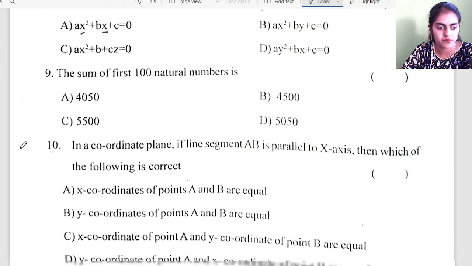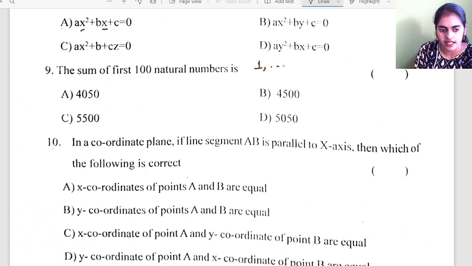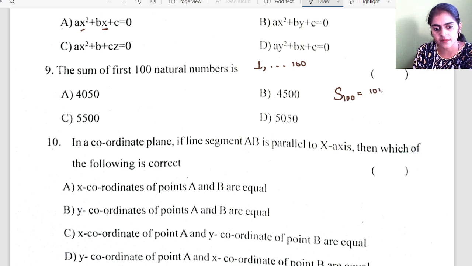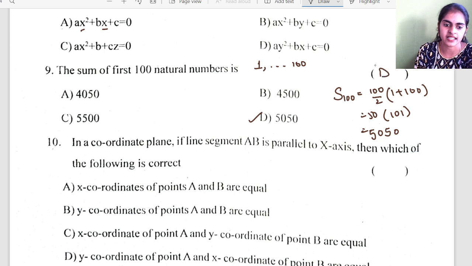c. Okay. The sum of first 100 natural numbers. First 100 natural numbers. So first number starts with 1. So until 100. So sum of these I want. So S 100. Sum of 100 natural numbers. So it is nothing but 100 by 2. First term plus last term. So 1 plus 100. So that is equal to 100 by 2 is 50 into 101. So how much are you getting? 505 and you have one more 0. So option D is the correct answer.